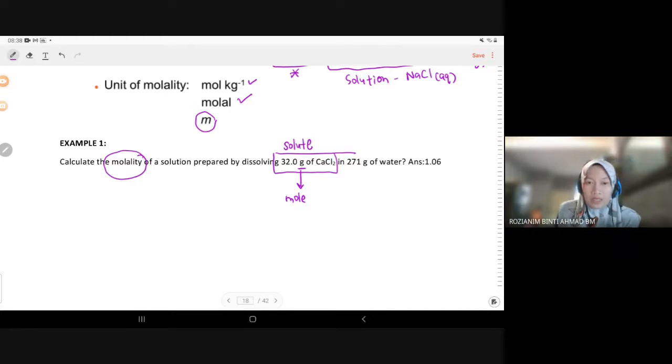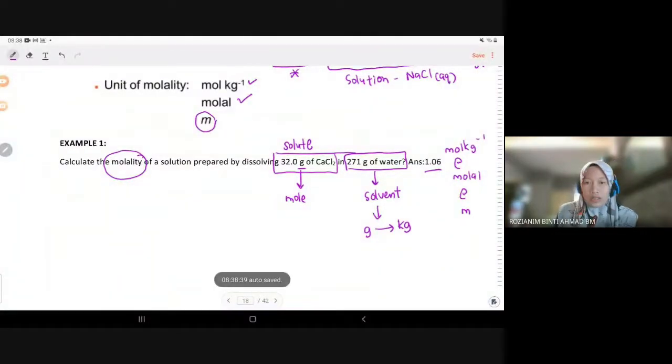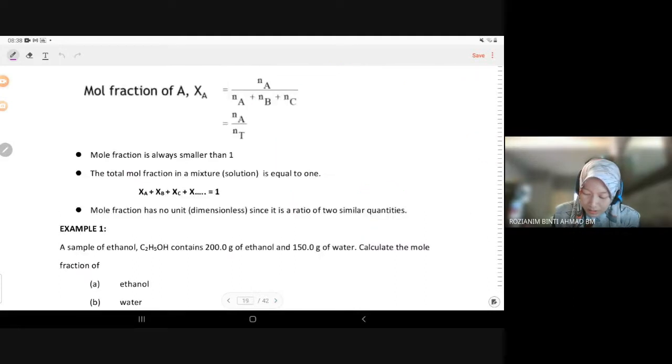Dissolved in 27 gram water. So maksudnya inilah kita punya solvent, tapi this solvent you must convert daripada gram kepada kilogram. So barulah dapat value 1.06. Unit kita ada 3: either mole per kilogram, ataupun you can label as molal, or you can label as m small letter. Dapat? Okay, ni baru second concept, sebab lecture memang kita belajar surface je dulu. Dalam tutorial baru kita akan interpret data.